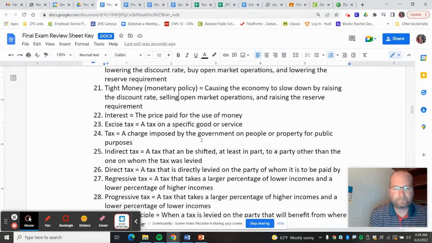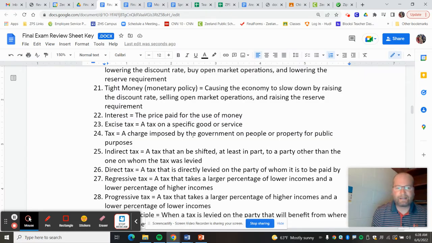24, tax, a charge imposed by the government on people or property for public purposes. Well, lots of P's there. We have all sorts of taxes that we have to pay: federal income tax, state income tax, sales tax, gas tax, property taxes, inheritance taxes, or those gift taxes. Tons of taxes that we have to pay here.